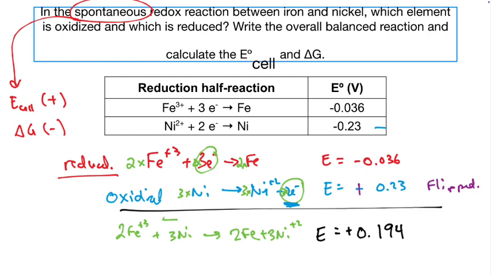To get the delta G, what do I need to do? Negative nFE. Again, the tricky part is that n, we have to ensure that n is appropriate. When we balance the equation, we had to make sure we had the proper number of electrons to cancel out, which is 6, which means that's our n. At this point, we just plug and chug to solve our way through.